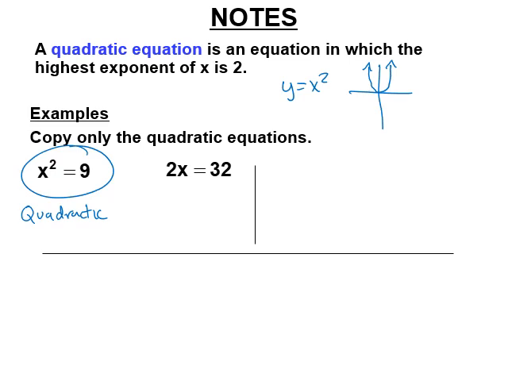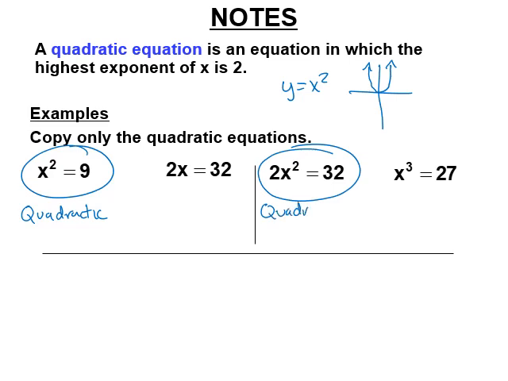Both had x squared. So 2x squared equals 32 is also a quadratic equation. Not function, I apologize, equation. A function would be something like y equals. This one over here with x cubed is a cubic equation. And whenever we graphed cubic functions, they made that shape. Right? This is a cubic equation.